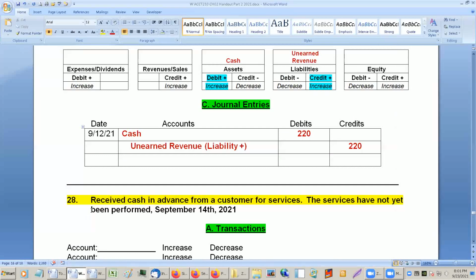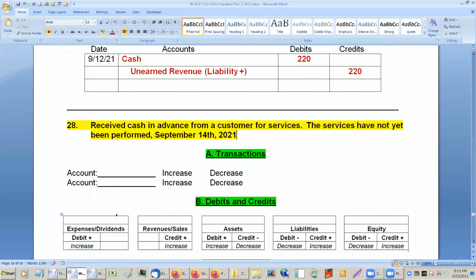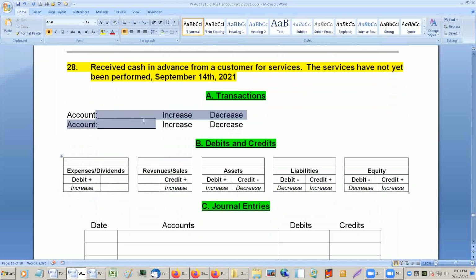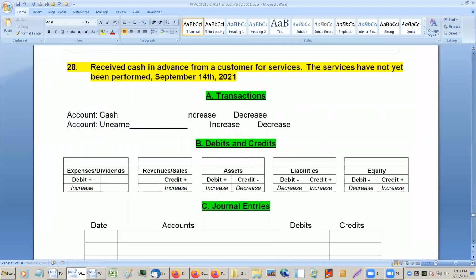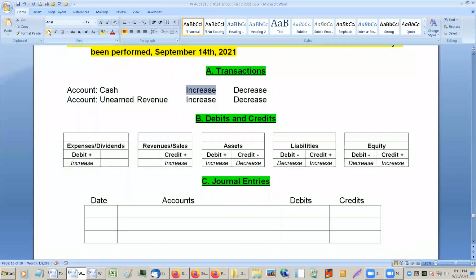Same problem, so the same cash. Received cash in advance of services, same thing as before. So when someone hands us cash, cash will increase, and we haven't done anything. By the way, sometimes you ask for cash in advance because you don't know somebody, and you're not going to do this work unless they get paid up front.